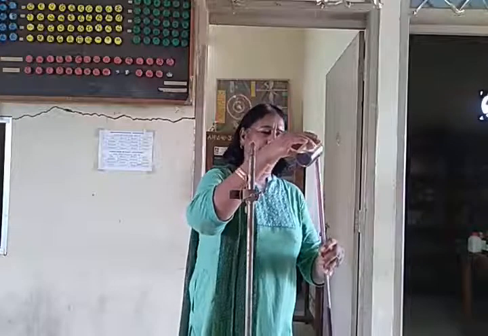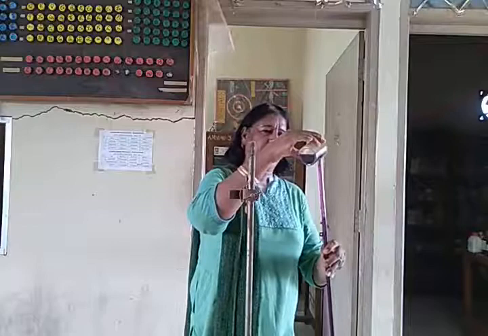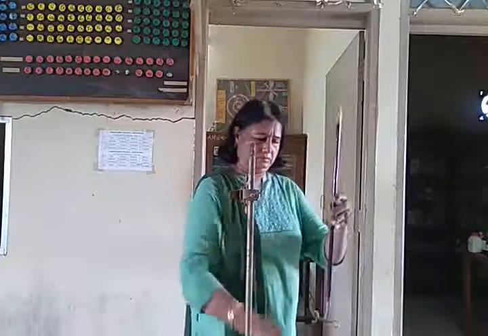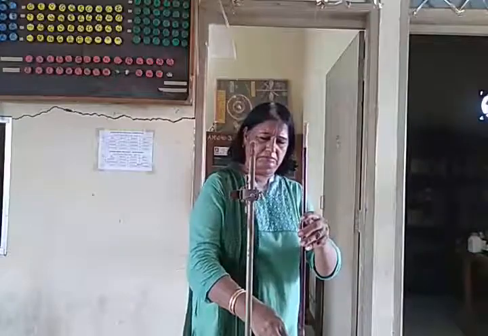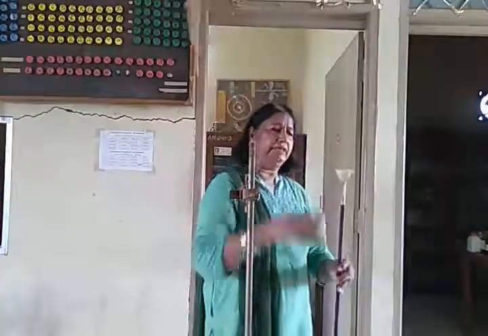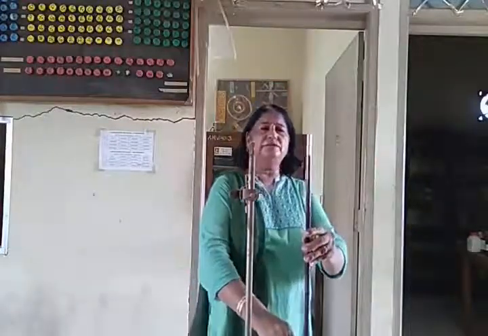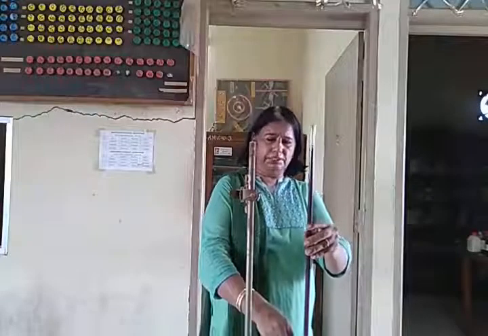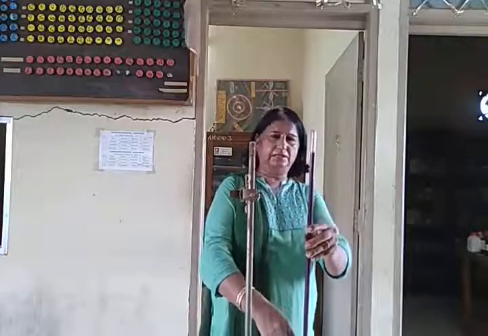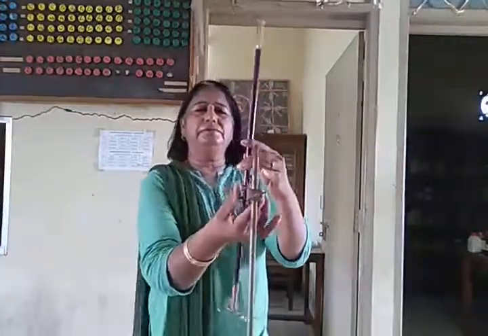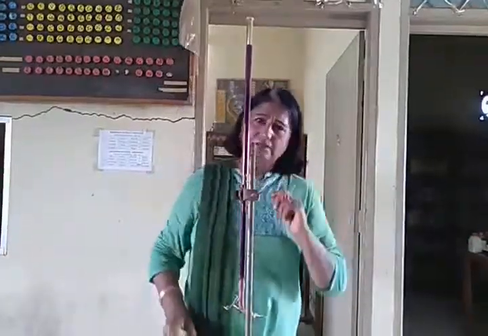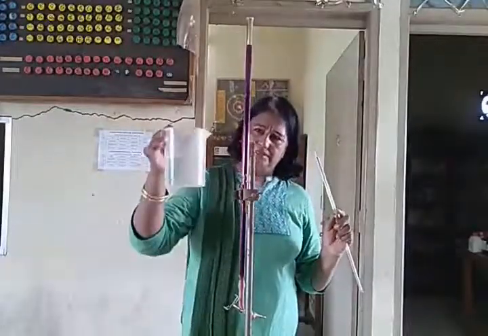Then fill the burette with KMnO4. With the help of this thistle funnel, you have to add KMnO4 in the burette. Initial reading should be 0 ml. So this is a colored solution. You have to see the lower meniscus. Earlier I taught you. Make up to 0 ml. Next, instead of ferrous sulfate, we have to take oxalic acid. It is also colorless.